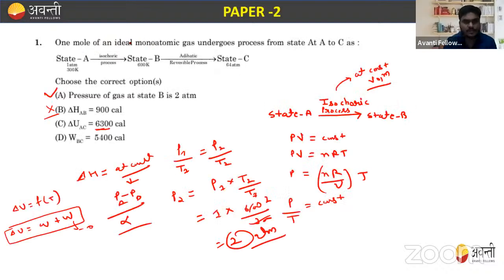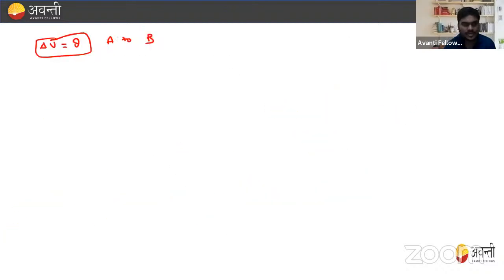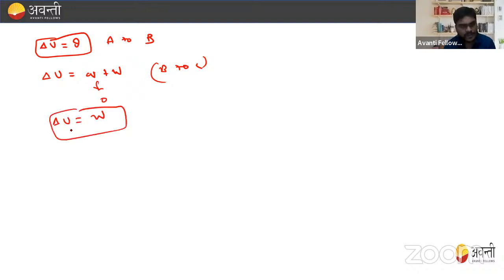Similarly, from B to C, this is the adiabatic process. So from B to C, adiabatic process means what? Delta U is equal to Q plus W. Now again here, from B to C, here Q is 0. So delta U is equal to W, right? So this is from B to C. This is from A to B, right? So from A to B, delta U is equal to Q, and from B to C, delta U is equal to W.